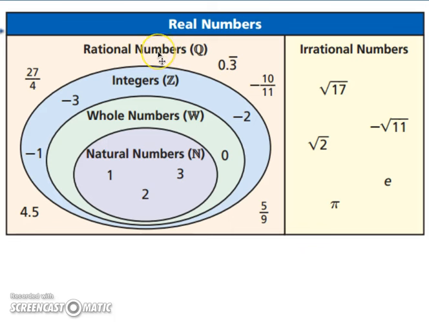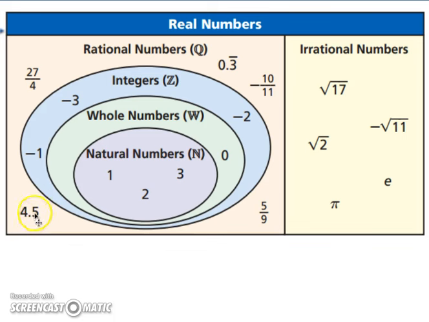Rational numbers are numbers that you can make into a fraction. So, like 27 fourths, 0.3, -10 over 11, 4.5, 5/9. So you can make 0.3 repeating into a fraction of 1/3. 4.5, you have 4 1/2.